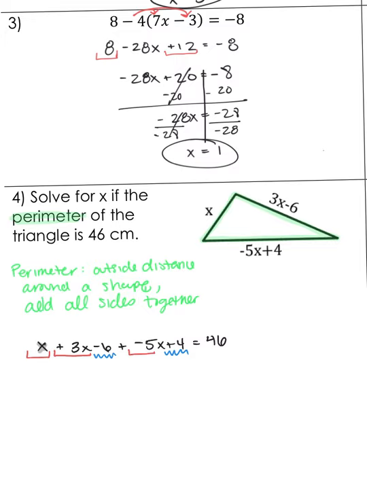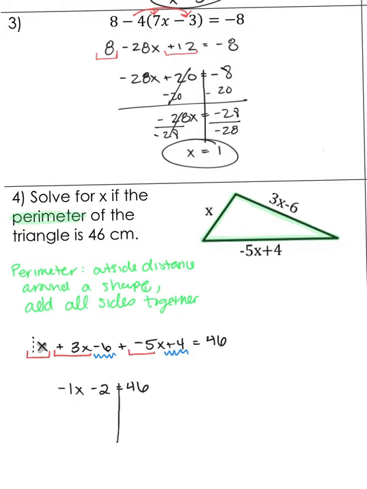If I combine the x's, this plain x, I know, has an invisible 1 in front of it. So this is like having 1x plus 3x plus negative 5x, and that's negative 1x. When I combine the constants, negative 6 plus 4 is negative 2. I'll bring down my equal sign and bring down my 46. Now, after simplifying, we have a normal two-step equation.